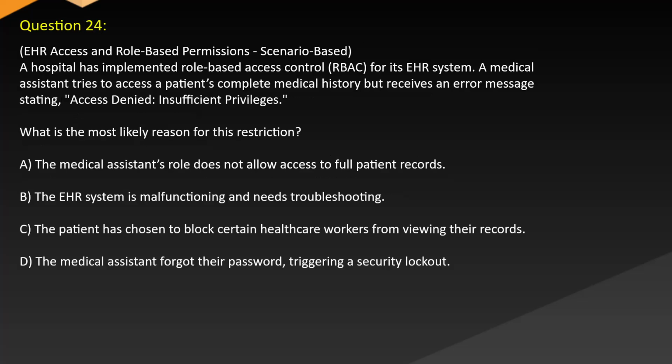Question 24. EHR access and role-based permissions. Scenario-based. A hospital has implemented role-based access control (RBAC) for its EHR system. A medical assistant tries to access a patient's complete medical history but receives an error message stating access denied, insufficient privileges. What is the most likely reason for this restriction? A. The medical assistant's role does not allow access to full patient records. B. The EHR system is malfunctioning and needs troubleshooting. C. The patient has chosen to block certain healthcare workers from viewing their records. D. The medical assistant forgot their password, triggering security lockout.